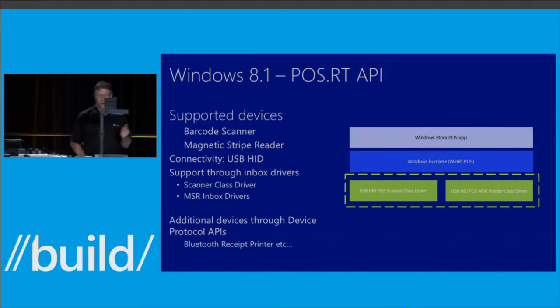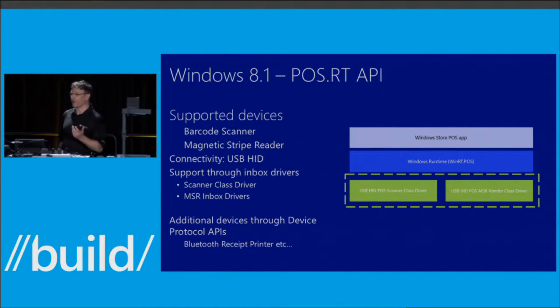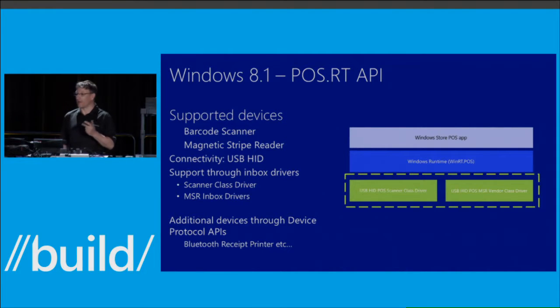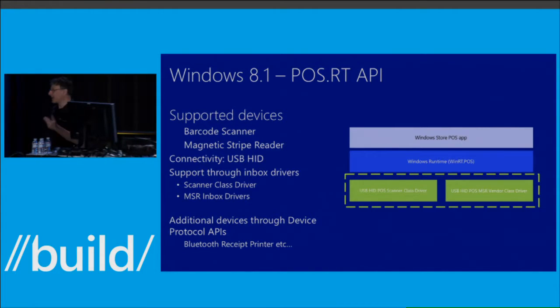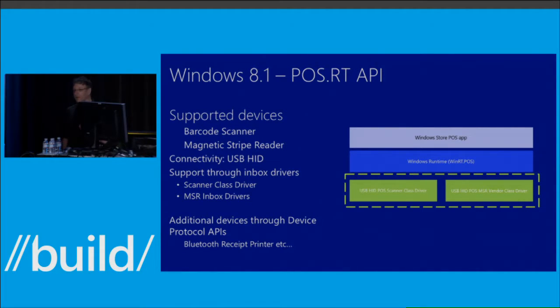A number of barcode scanner manufacturers build devices that adhere to the USB HID scanner specification. So in that case, we've written a class driver to support those classes of device. In the case of Magnetic Stripe Reader, since that initial USB HID MSR specification was written, the industry has changed somewhat in that the requirement around encrypting data at the read head on the Magnetic Stripe Reader was not considered as part of that initial specification, and therefore is not supported as part of that specification.